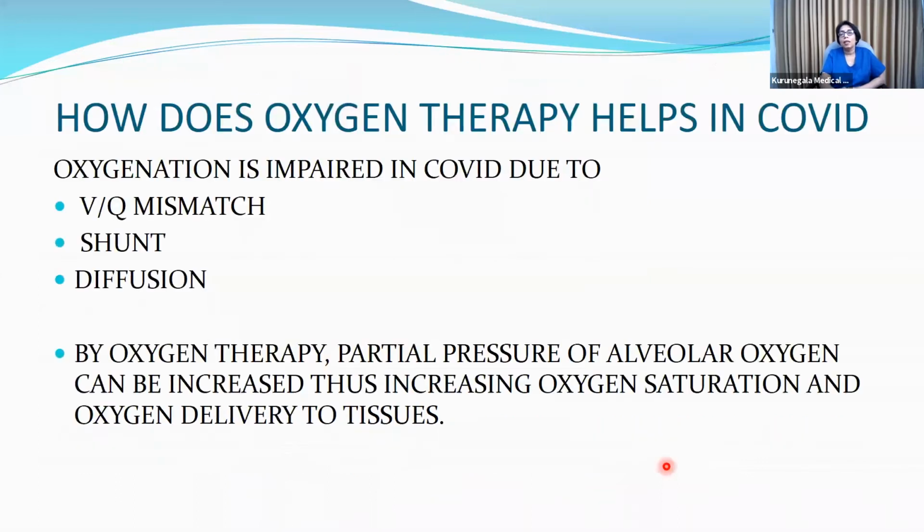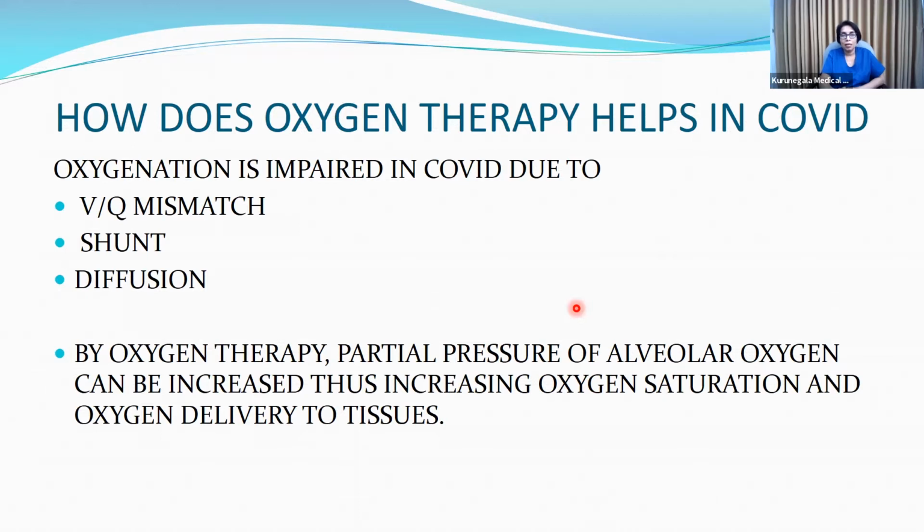How does oxygen therapy help in COVID? In COVID, when the pathophysiology is concerned, there occurs alveolar wall damage and hyaline membrane formation, and those two impair diffusion of oxygen from alveoli to blood. Then COVID pneumonia develops. There occurs ventilation perfusion mismatch.